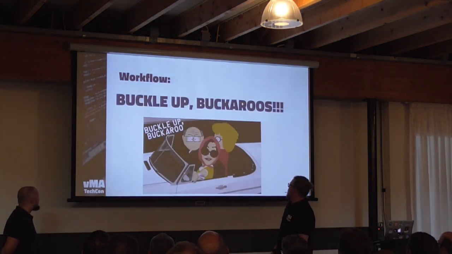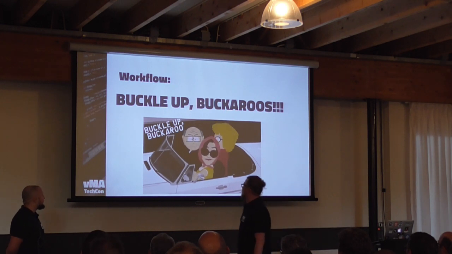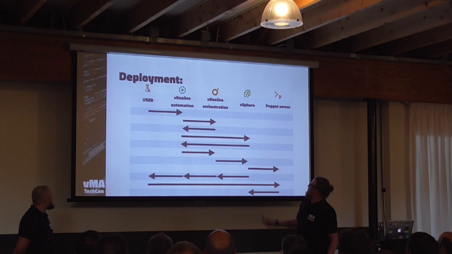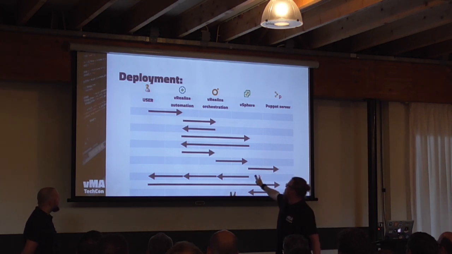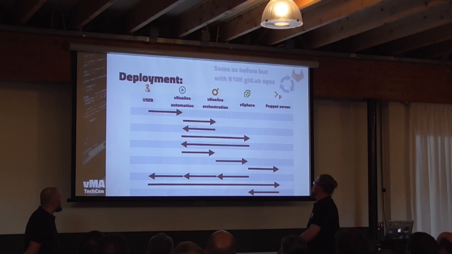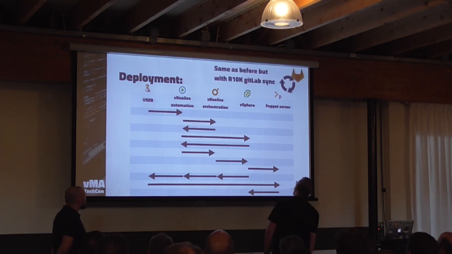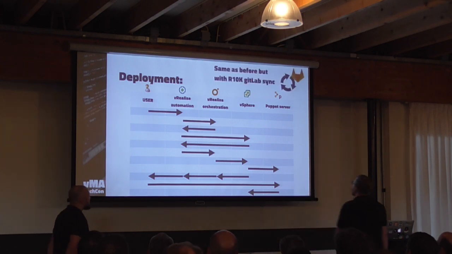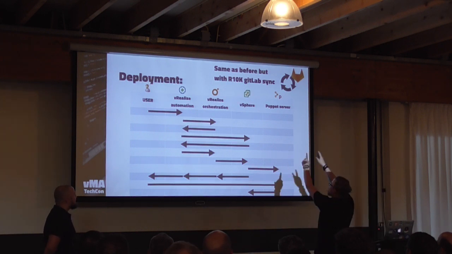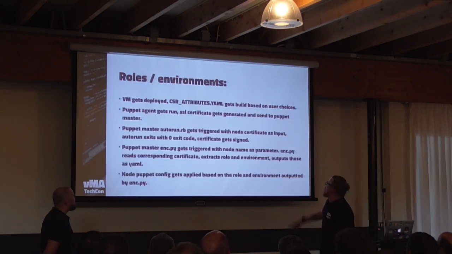So, what happened? Buckle up, buckaroos, because there's a lot of stuff, but we only got 5 more minutes, so we're going to go through it really, really fast. This stuff you've seen before, the whole deployment through anything as a service. But everything will go through the R10K GitLab. Everything is synced, so that entire complicated stuff we managed to bring back to one spinning icon.